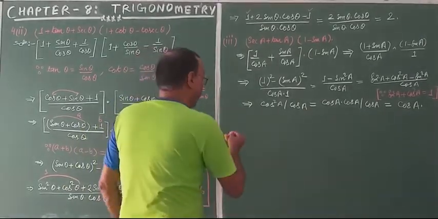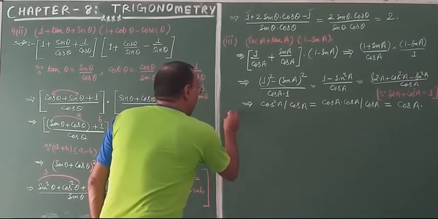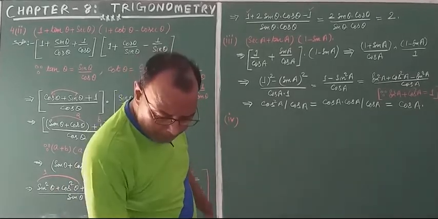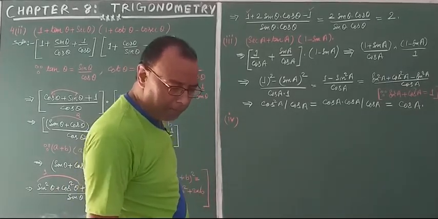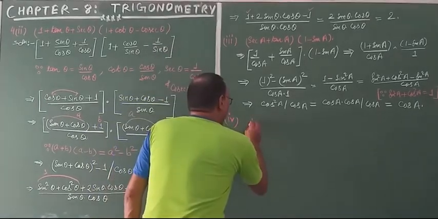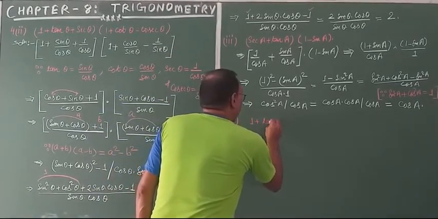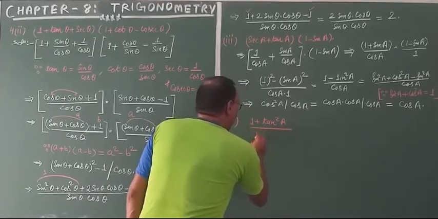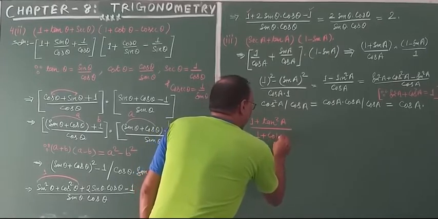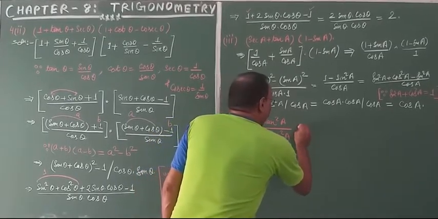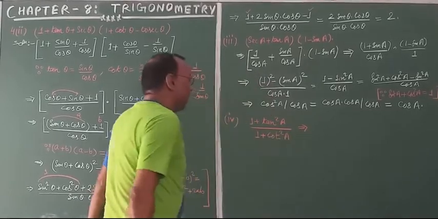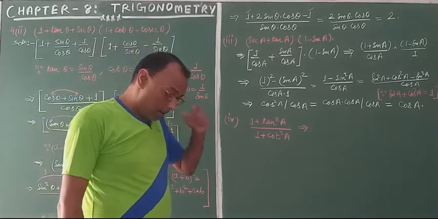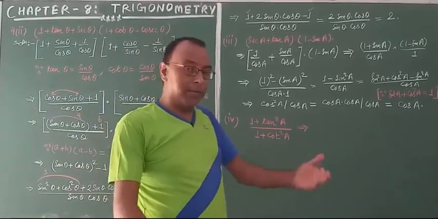Now this is the fourth part: 1 plus tan square A upon 1 plus cot square A. We have to evaluate this. Again, we will change this tan square A in terms of sin and cos.